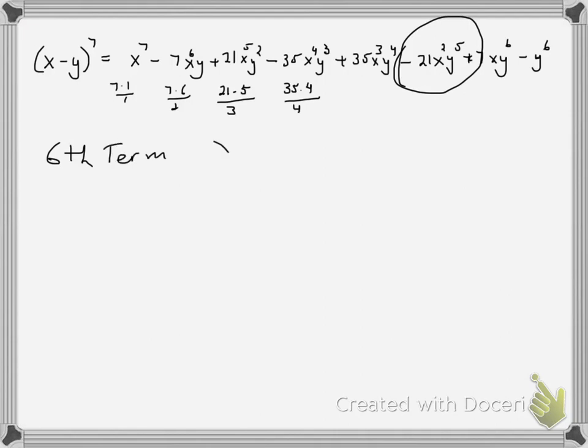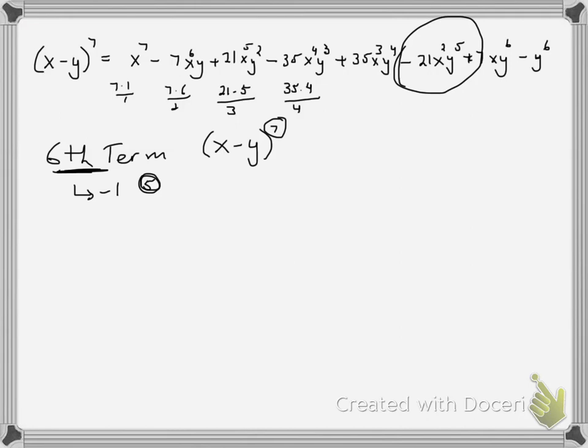Well, you begin with your original equation and the power you're raising it to. I care about the power, the exponent, that's the 7, and the term I'm interested in, in this case the 6th term, and I want to take that minus 1. So I'm interested in the number 5. I'm going to use the number 5 and the number 7 to get my answer.